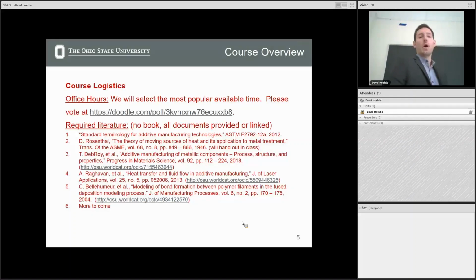Yeah. So required literature, there is no book. And I'll talk about this a little bit towards the end because there is not a book that really covers this material. Instead, we're going to be going through a set of journal articles. 2 of them you have in front of you. The rest are still being devised in terms of exactly which ones we're going to look at towards the latter half of the semester.